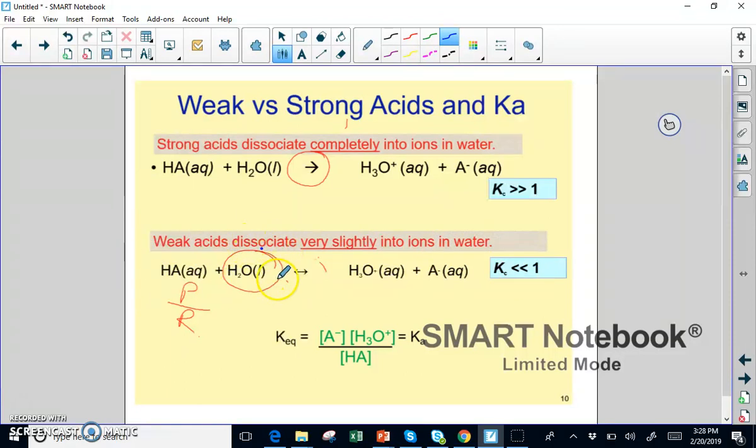Now, if we were going to write a K expression for either of these reactions, let's say we're writing it for this one, remember, K is products over reactants, and we don't include liquids. So here, the products would be A, so this went in here, this went in here, and then this was the reactant, so it's on the bottom. Now this is a special K, called Ka, because it's the K for an acid. But it's no different than the K that we learned when we did equilibrium. It's just that now we're talking about it for an acid, so they call it the Ka.